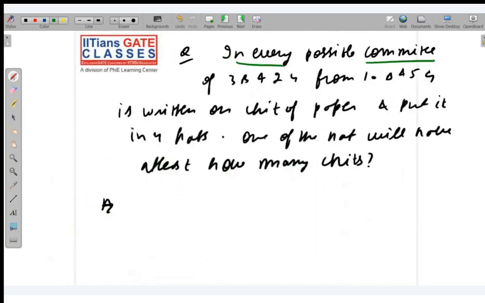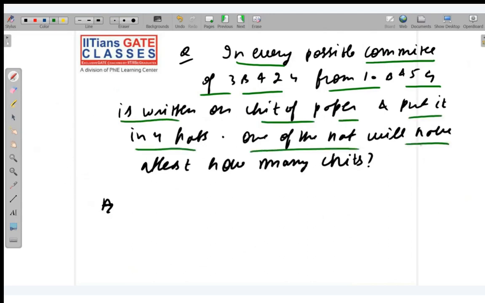Next is: in every possible committee of 3 boys and 2 girls from 10 boys and 5 girls, it is written on a chit of paper and put in 4 hats. One of the hats will have at least how many chits? That is the question. This is a little tougher. I have told you GATE exam questions are 2 to 3 steps. Here we have one step extra.